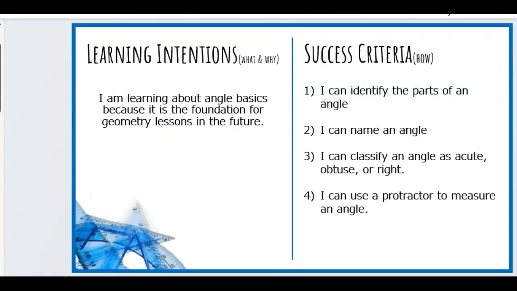So for today, we're learning about angle basics because it's the foundation for geometry lessons in the future. It's going to help us with the construction that we have coming up. On the right-hand side, our success criteria for today is I can identify the parts of an angle, I can name an angle, I can justify an angle as acute, obtuse, or right, I can use a protractor to measure an angle. So we're going to take a look at each of these, and then I'm going to share a link with you to do some practice.